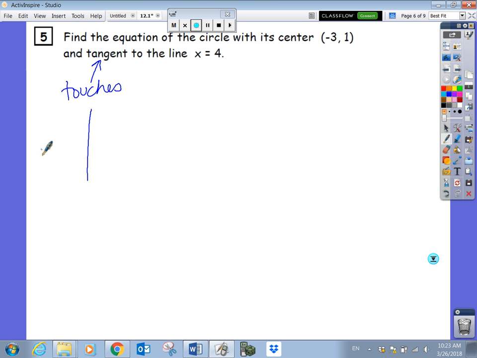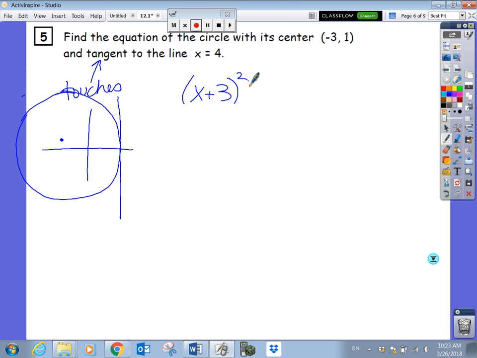I always think drawing a picture is very helpful. So if we plot the point -3, 1, and that's the center, and then we draw the line x equals 4. So we know this circle touches that line. Okay? The center, it tells us, x minus -3 becomes +3 squared. Y minus 1 squared equals.